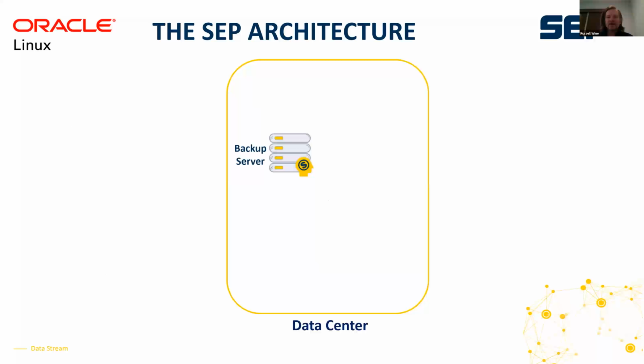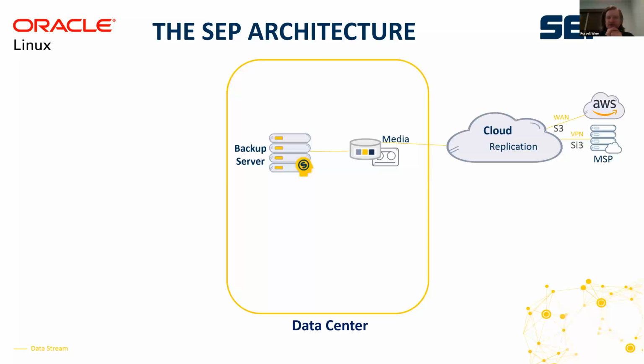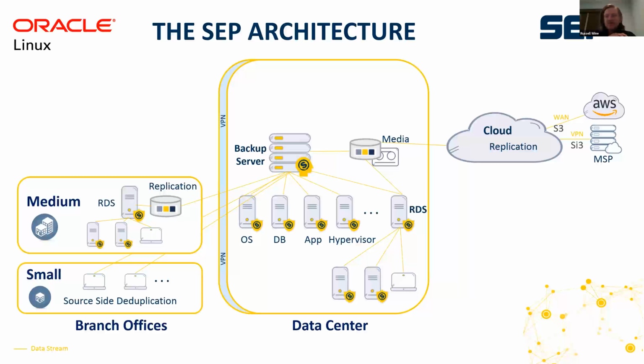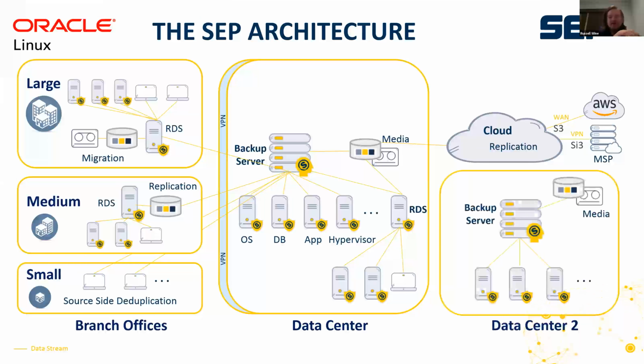So this is the overall architecture of the product. As you look at it, this is the main data center here in the center, and you have the backup server, you have media, whether it's disk or tape, you have all your servers. Those are either physical or virtual. You may have some remote sites that are small, medium, or large, and you might actually back up to a second data center or also off to the cloud.